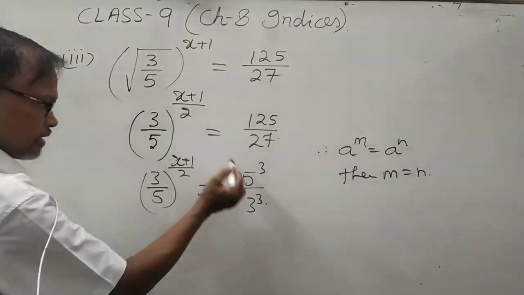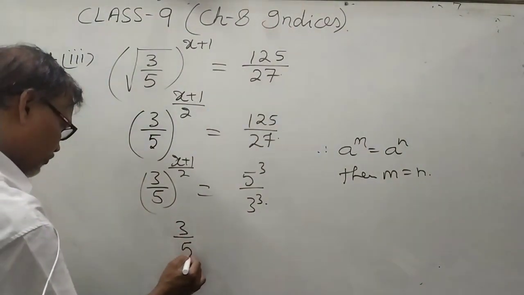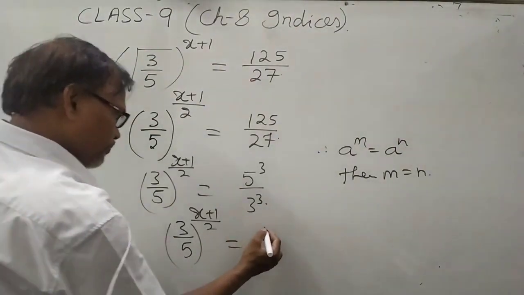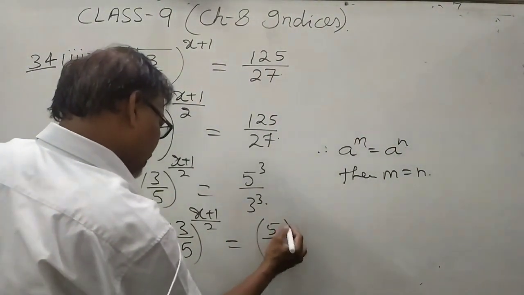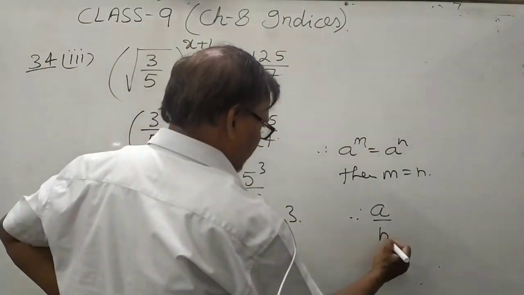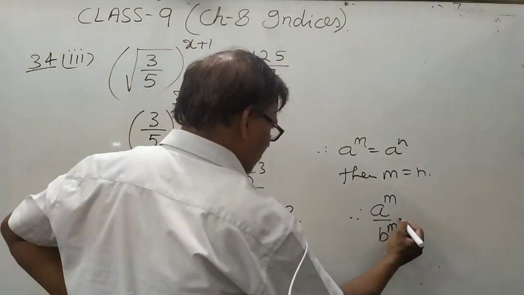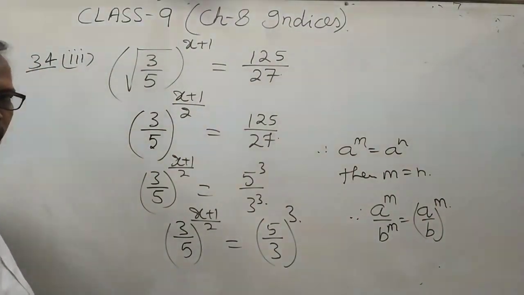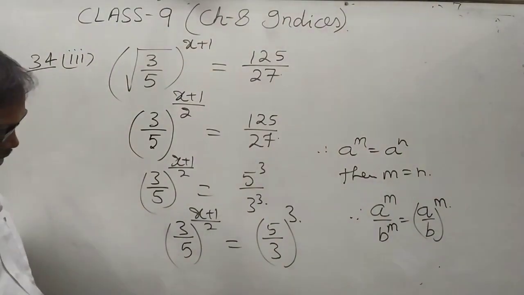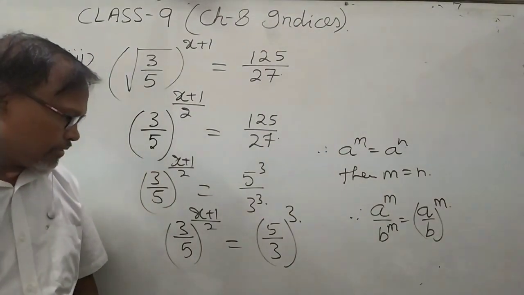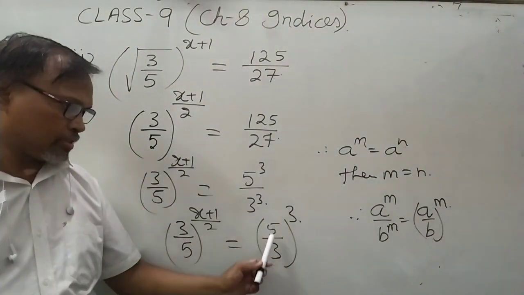These are 3 and 5, but not exactly 3 by 5. Take (x plus 1) by 2 is equal to 5 by 3 to the power 3, because there is also this formula: a upon b whole to the power m, you can write as a to the power m upon b to the power m. Now, can you say the bases are the same? No, the bases are not the same. Why? Because this is 3 by 5, this is 5 by 3.